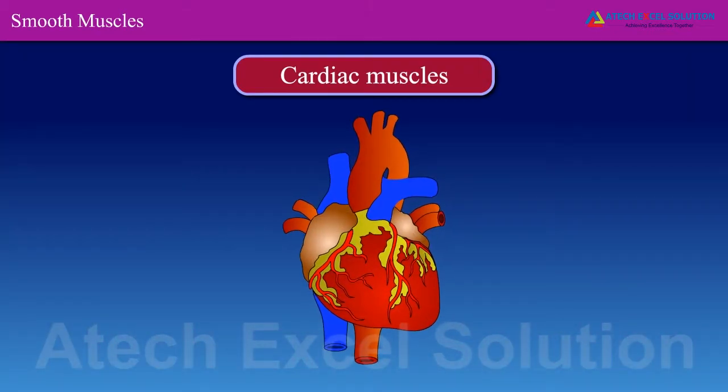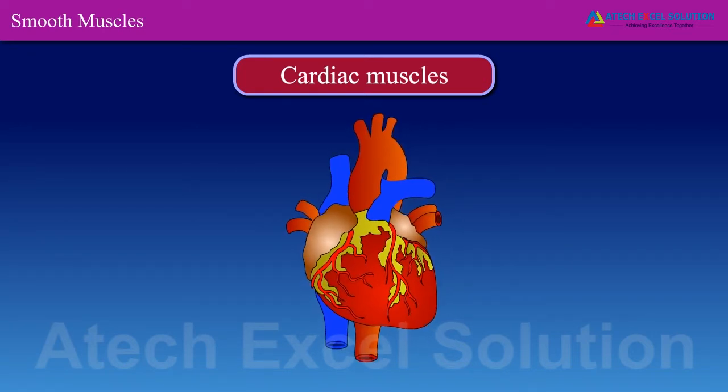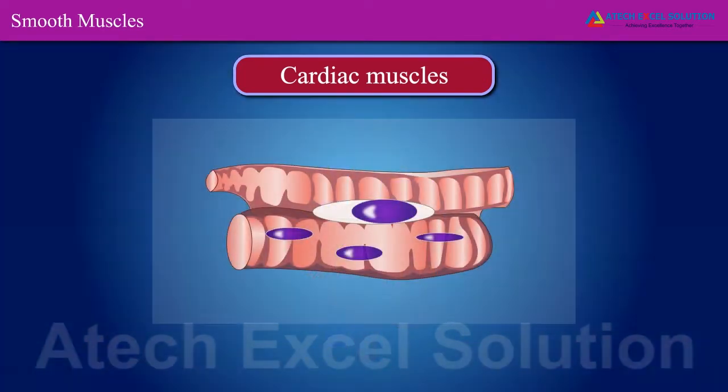The muscles of the heart show rhythmic contraction and relaxation throughout life. These involuntary muscles are called cardiac muscles. Heart muscle cells are cylindrical, branched, and have a single nucleus.